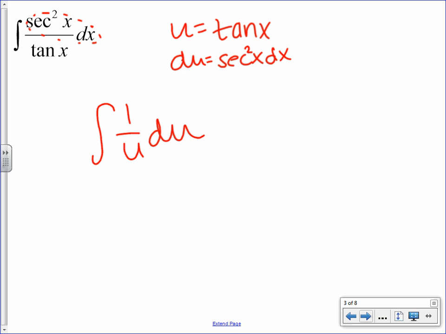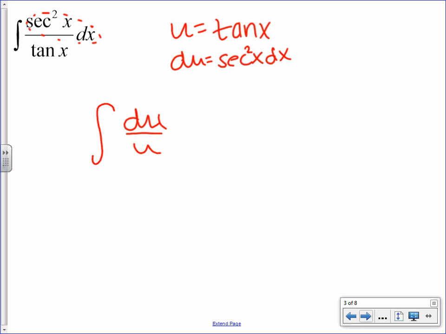Wait, so can you explain how you get to that? Because secant squared dx, we can replace with du, and tangent of x becomes u. So, like Jimmy said, you may see this as du over u.